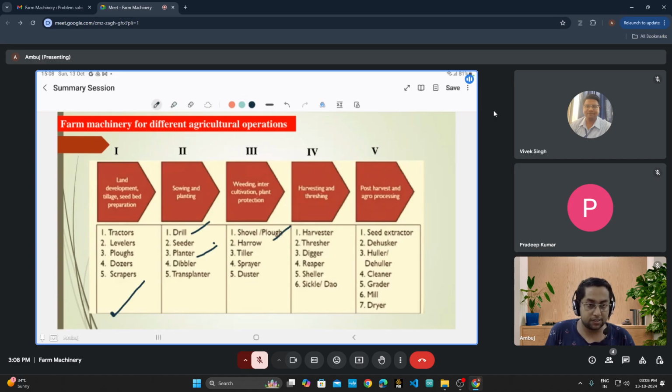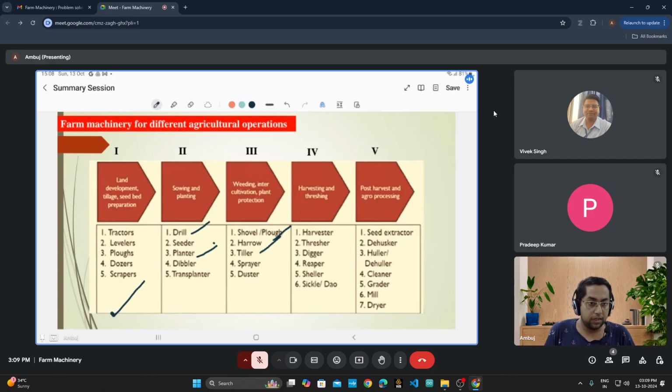Unwanted plants which grow during the entire duration of the crop production. Then harrow is there, then tiller is there, sprayer is there, duster is there. I think a lot has been discussed. Harrow is also a secondary tillage implement. Harrow is also an intercultural implement.